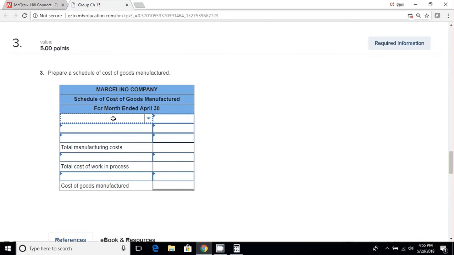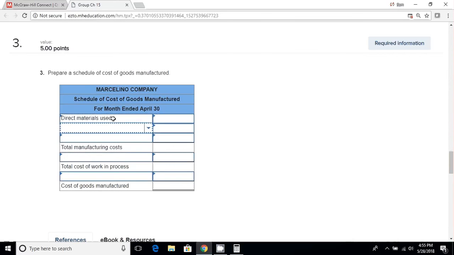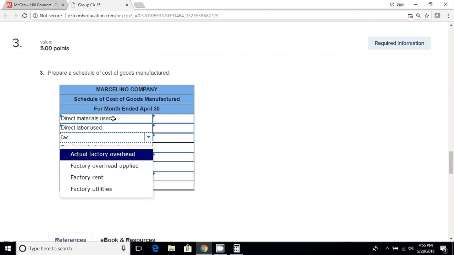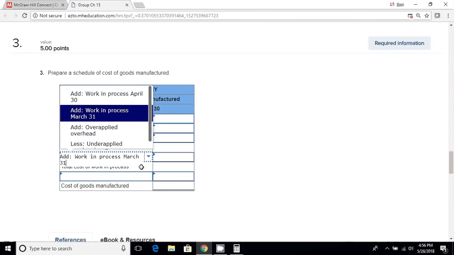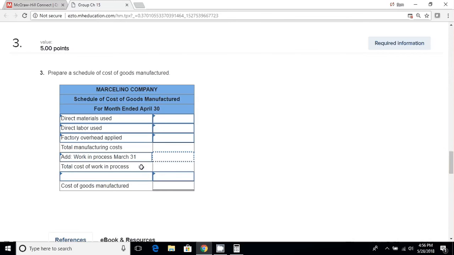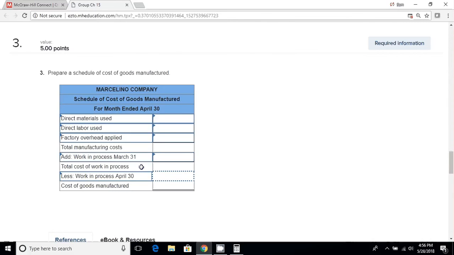Do you remember the three manufacturing costs, the three product costs that we have? It should be direct material used, direct labor used, and then factory overhead applied, not actual. That's going to give us total manufacturing cost. And then we're going to add in our beginning work in process. So that's going to be work in process at March 31, because April 1 is the same as March 31. And then we're going to take away our work in process at the end of April.